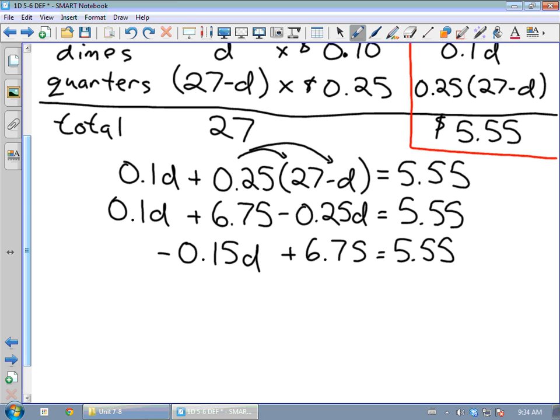I still want to get this D all by itself. So what do I have to do to get D all by itself here? What do you think, Aaron? I see something multiplied by the D. I see something added to it. What should I deal with first? This multiplication or this addition? So how do I get rid of that 6.75? What do I do to both sides of my equation? If I see addition, I do subtraction. And what am I going to subtract? 6.75. Excellent. So I'm going to subtract 6.75 from both sides.